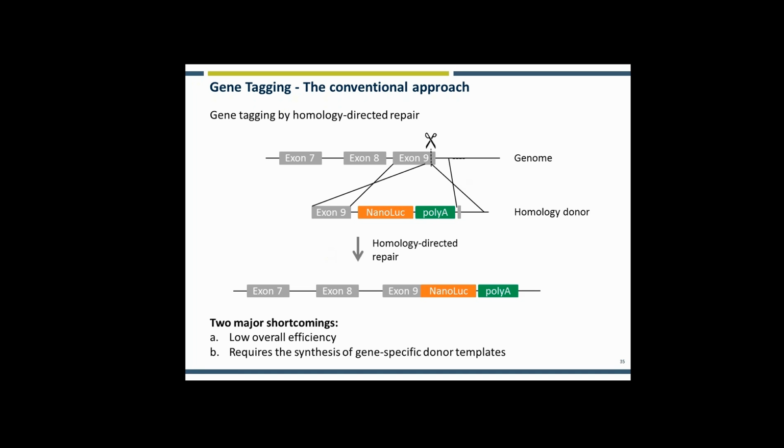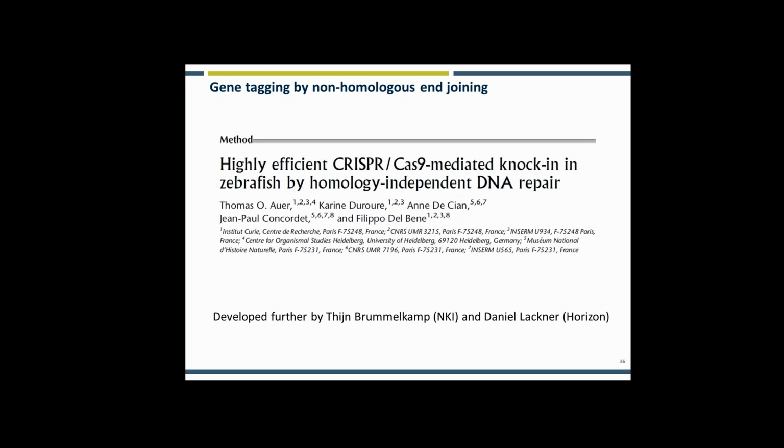So if, for example, you want to create an N and a C terminal tag, or if you want to try out different types of tags, you would need to synthesize a donor construct in every single case. And this doesn't really lend itself to making a lot of cell lines. So instead, we have adapted an approach that was first outlined in this particular publication here.